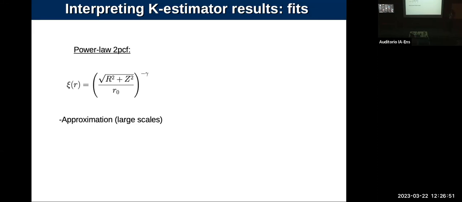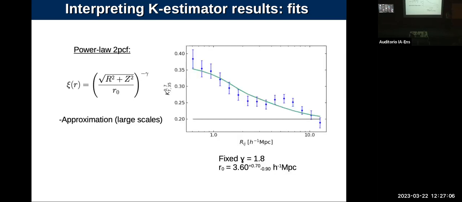A power law that has 2 parameters: one slope, gamma, and one correlation length that we call r0. These 2 parameters together will give you an idea of how strongly your galaxy is clustered. So if I make this first assumption, I can obtain, just with a chi-square minimization, the best fit to our data. And this is what I'm plotting here in green. This corresponds to these parameters I show here, most importantly, a correlation length of 3.6 comoving megaparsecs.